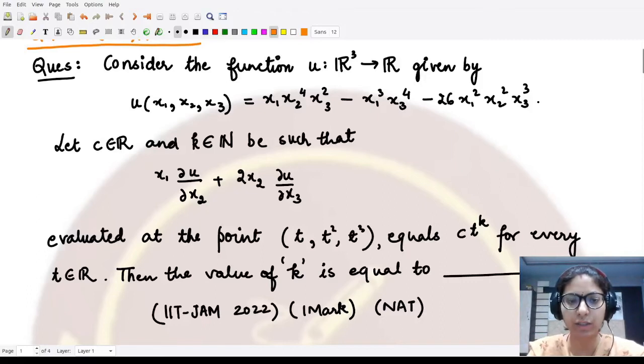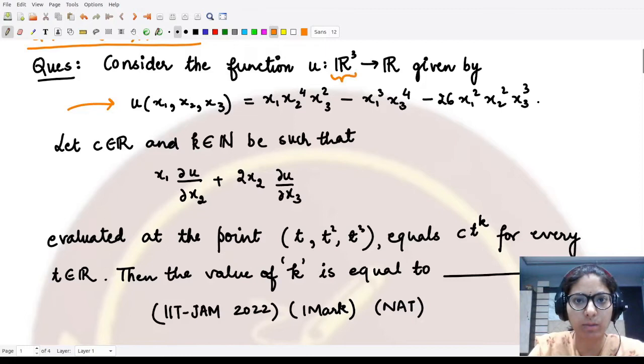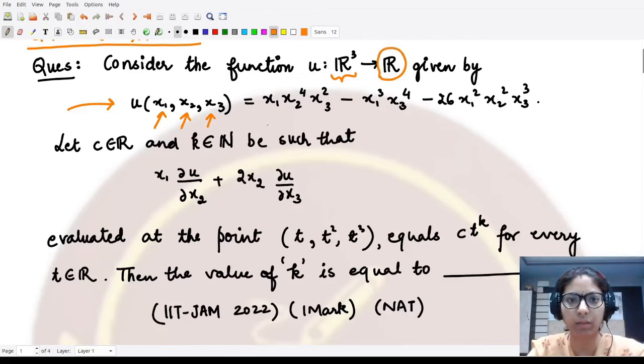In this video, we shall be talking about another question from IIT-JAM 2022 consisting of 1 mark, and this is a numerical answer type question. So in this question, they are asking if we have this as the given function in 3 variables. That means we will be inputting 3 values here, x1, x2 and x3, and we'll be getting a single number that should be a real number. So when you solve and simplify this expression, your answer should be a single real number.